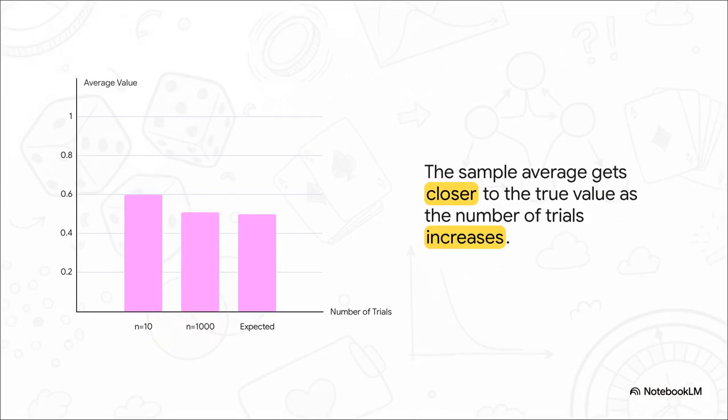And this visualization shows it perfectly. Look, with only 10 trials, your average might be pretty far off from the real value. But as you ramp that up to 1,000 trials or 1,000,000, that average just inevitably zooms in on that true value. The law guarantees it.